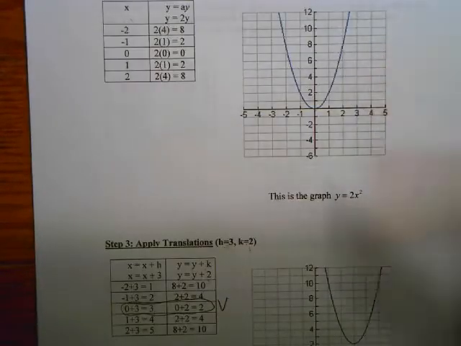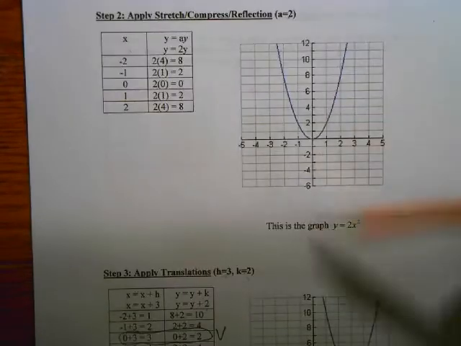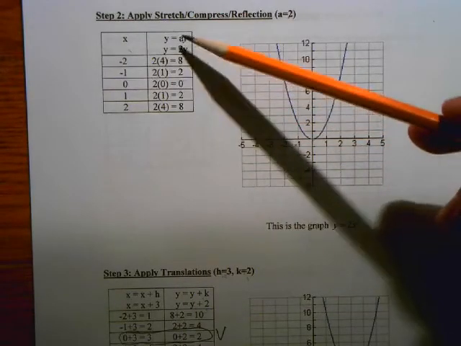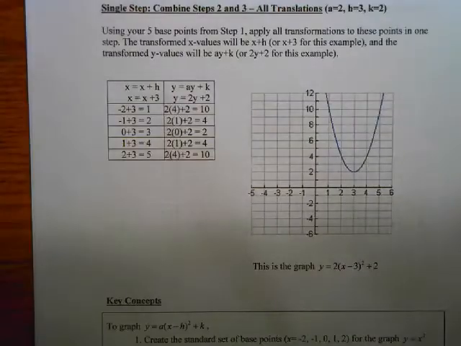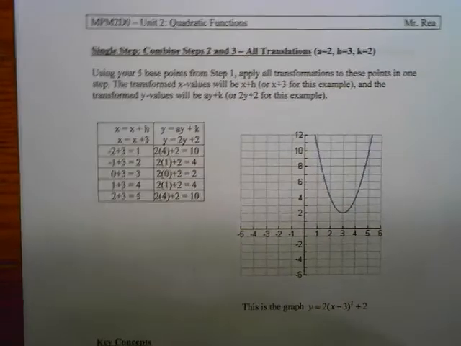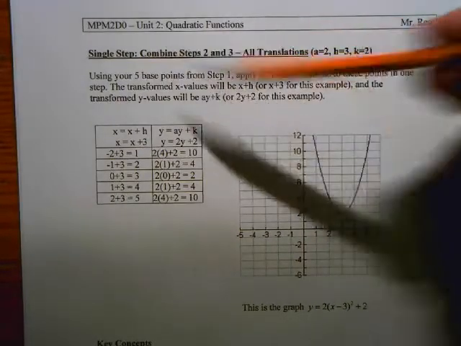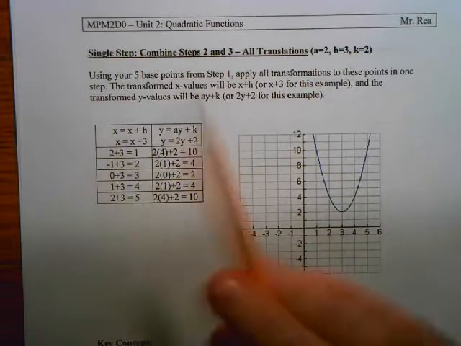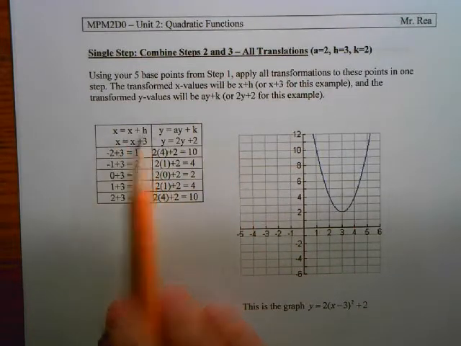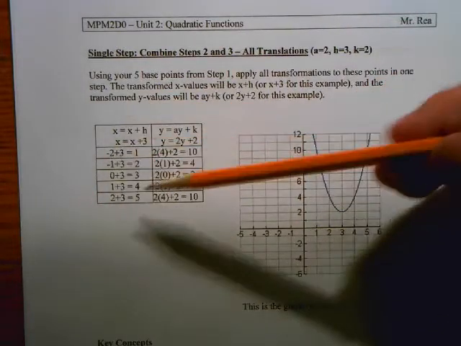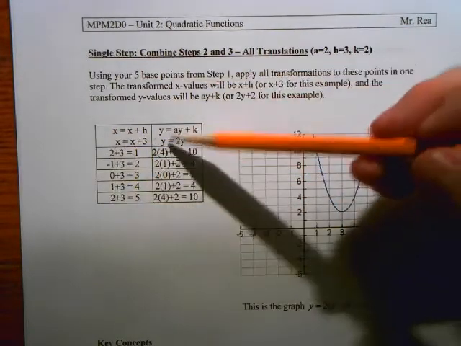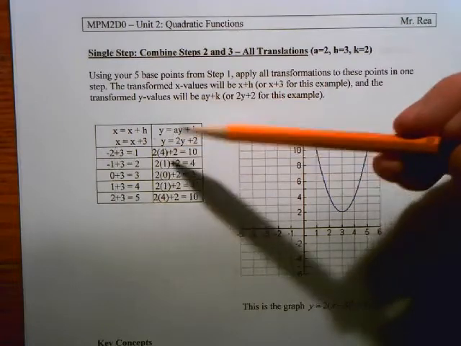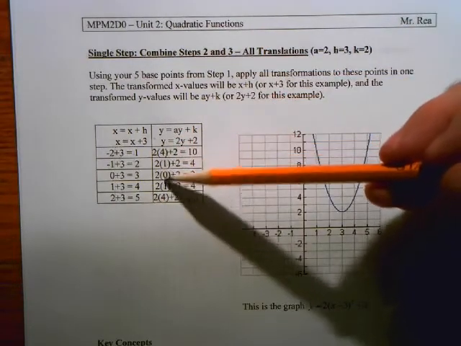Now, we didn't really have to do this in 2 steps. Okay, we could have just done it in one big step where we're applying the a value and the h and k values at the same time. So that's what we're going to do here. Combine those steps 2 and 3 into one bigger step. So you notice, now we're starting back with the original x coordinates, -2 through +2. We're starting also with our original y values of 4, 1, 0, 1, 4.